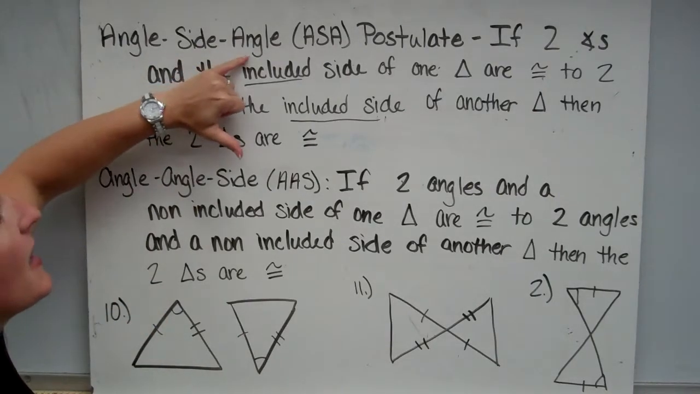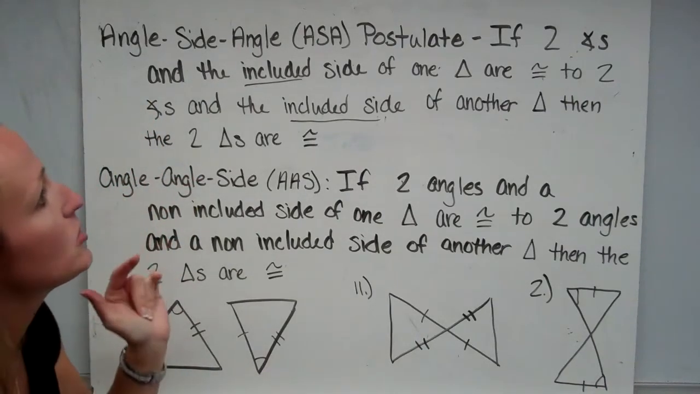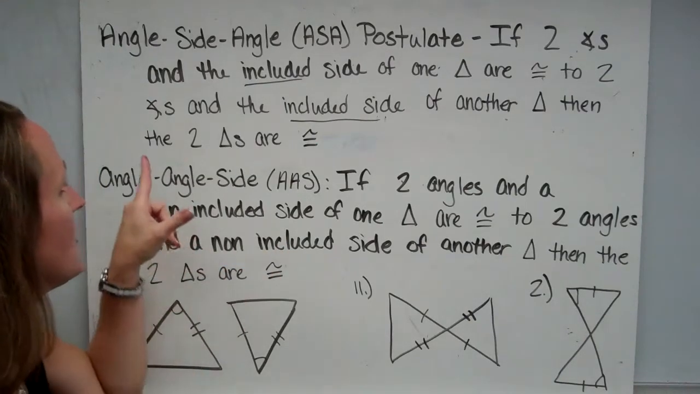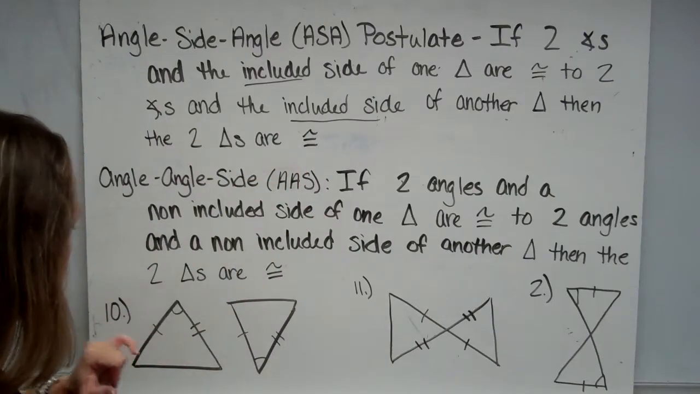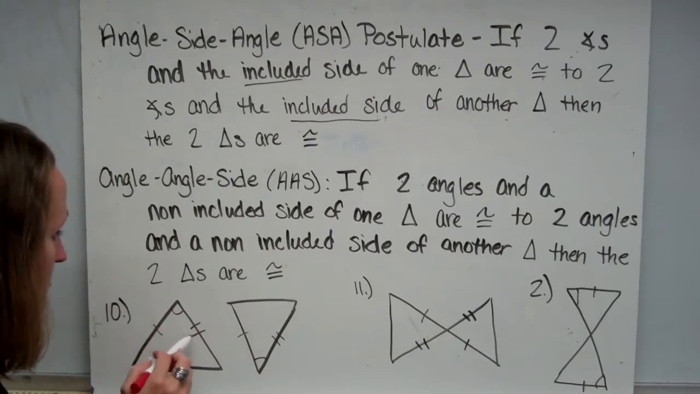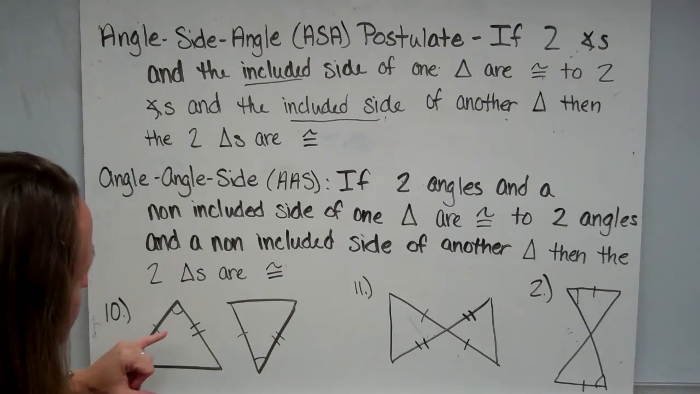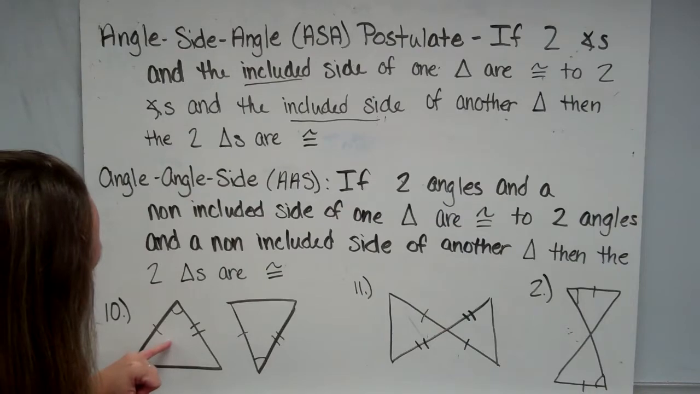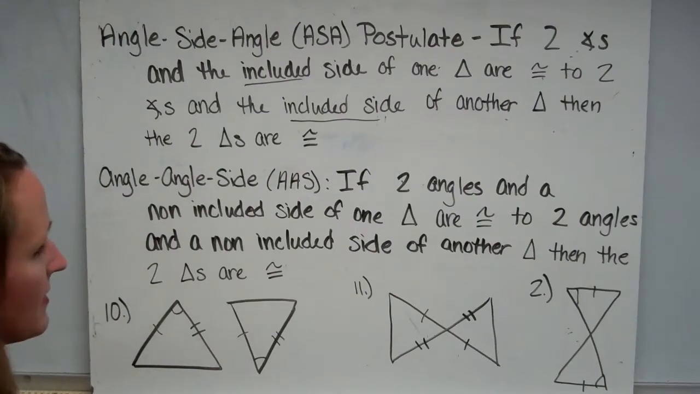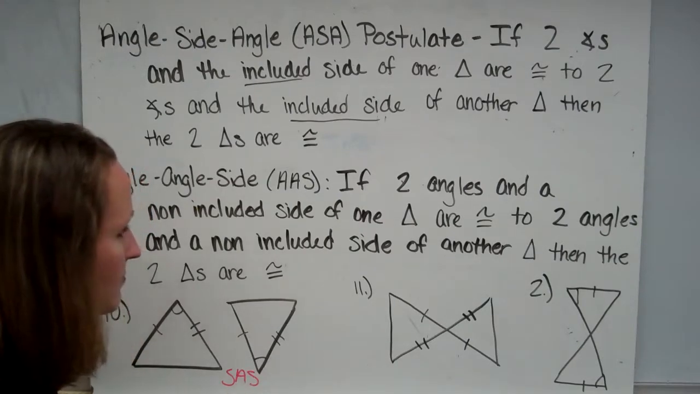The angle-side-angle, or ASA postulate, says if two angles and the included side of one triangle are congruent to two angles and the included side of another triangle, then the two triangles are congruent. So look here at example 10. It's also 10 in your notes. We have these two sides, these two sides and this angle, and these two sides and this angle, but that doesn't prove angle, side, angle. That proved side, angle, side.